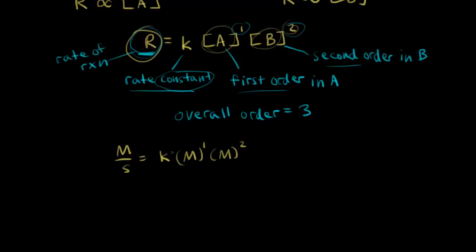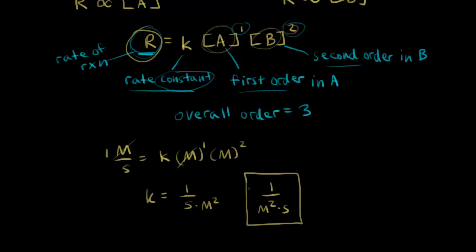So we'd have molar to the second power. All right, so solving for K, you could just go ahead and cancel out one of these molars right here and solve for K. So this would be 1 over seconds on the left. So 1 over seconds, and divide by molar squared. So 1 over seconds times molar squared. Or you could write this as 1 over molar squared times seconds. So those would be your units for K for this reaction, with an overall order of 3. But it can change depending on the order.